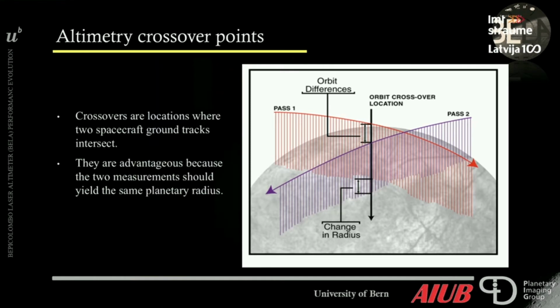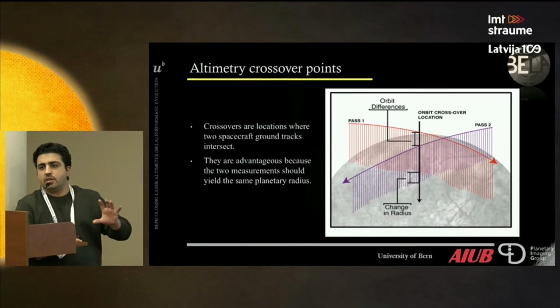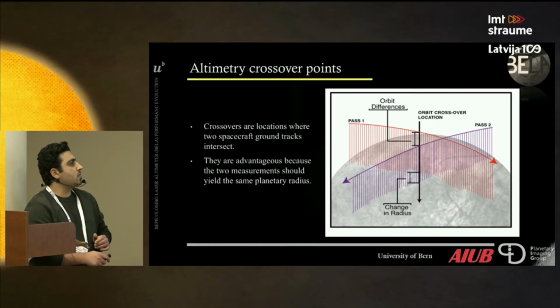For using laser altimetry for orbit improvement, one usually uses crossover points. Crossover points are locations where two ground tracks intersect, and they are advantageous because two measurements should yield the same planetary radius. So we can remove the effect of planetary radius at these special points.